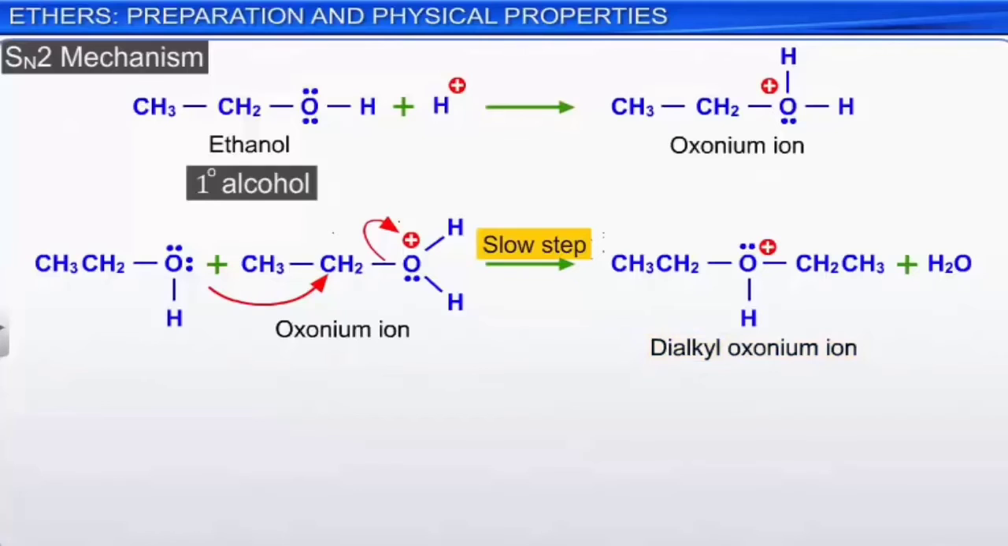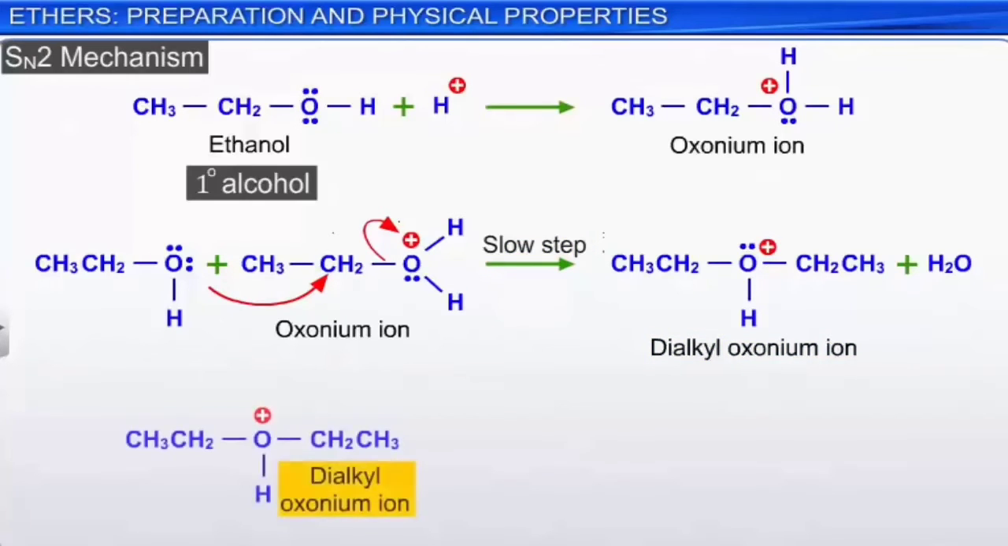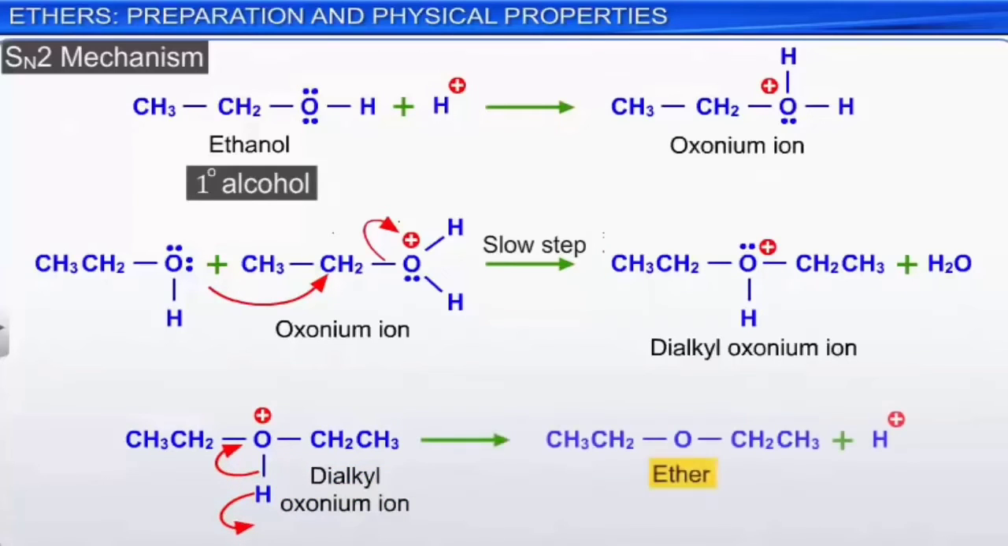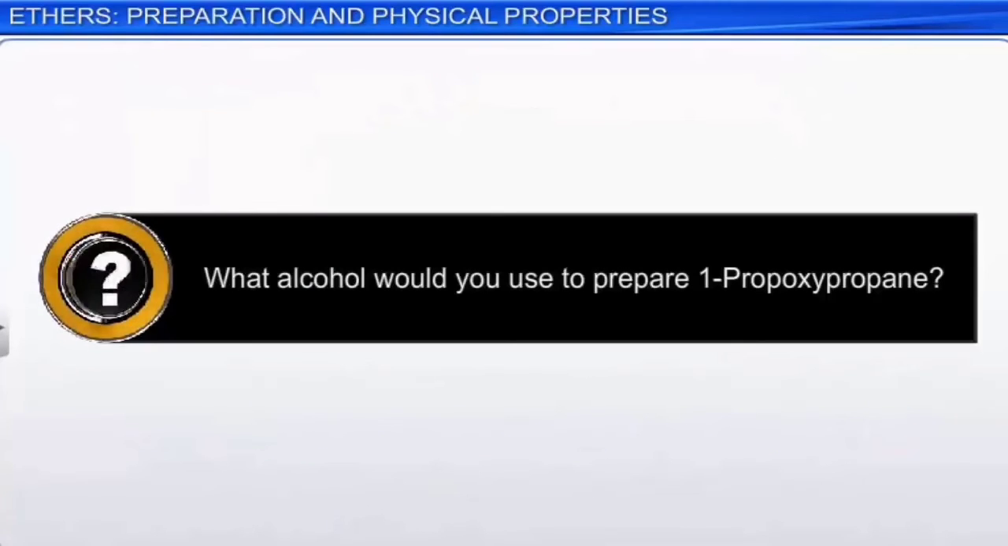In the third step, the dialkyl oxonium ion loses a proton to form the ether. Notice that the hydrogen ion consumed in the first step is regenerated in this step. Here is a problem for you to solve. What alcohol would you use to prepare 1-propoxypropane?